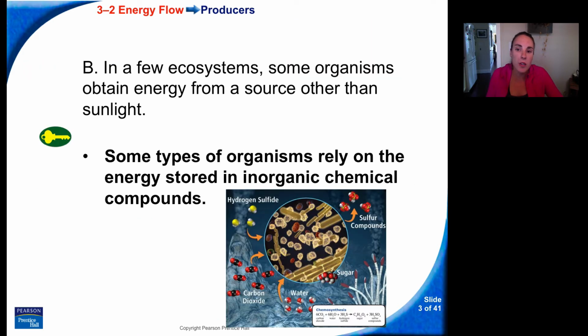So in a few ecosystems, some organisms obtain energy from a source other than sunlight. So for example, at the bottom of the ocean, there is no sunlight. So a lot of the organisms at the bottom of the ocean have to get their energy from somewhere else. They rely mainly on energy stored in inorganic chemical compounds, such as hydrogen sulfide, carbon dioxide, water, and sugar.